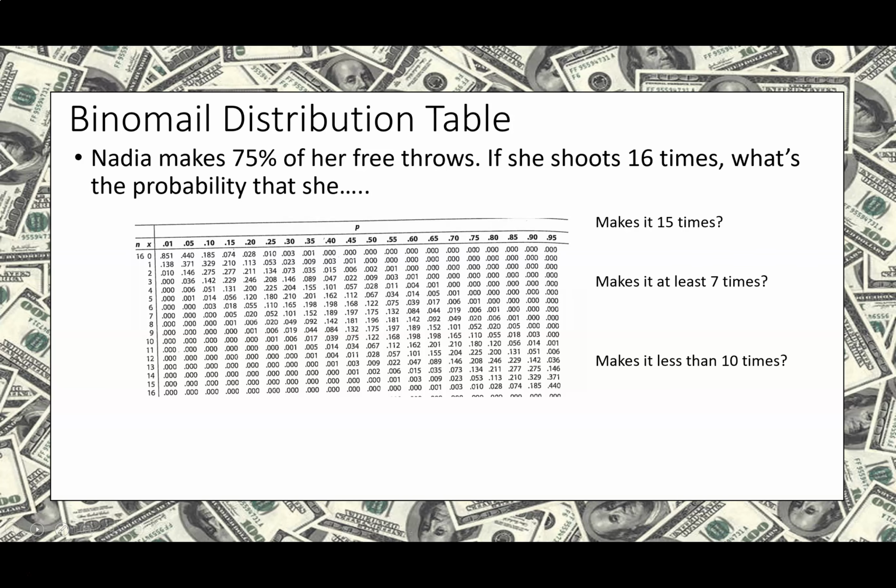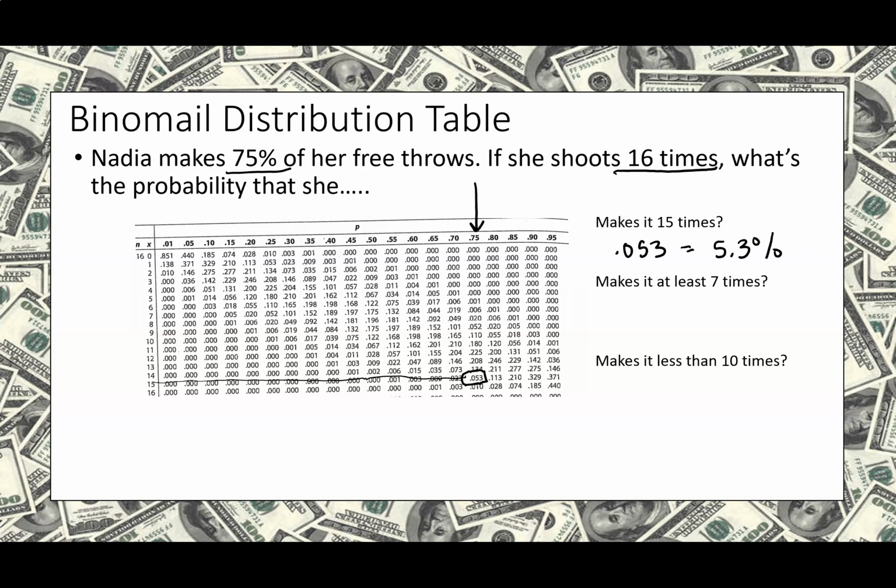All right, Nadia makes 75% of her free throws. Way to go, Nadia. If she shoots 16 times, what's the probability that she? Okay, well, we're at 16 times. Our trial is n equals 16, and we're talking about 75%, which is 0.75. What's the probability she makes it exactly 15 times? Well, I have to kind of follow this, right here. There it is right there. Did I have it right? Yeah, I did 0.053, which is equal to 5.3%.